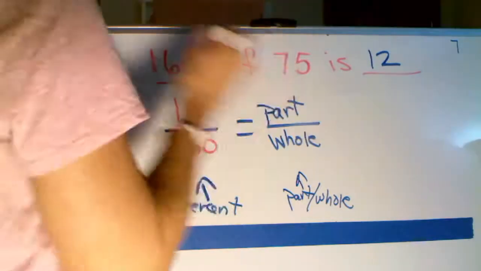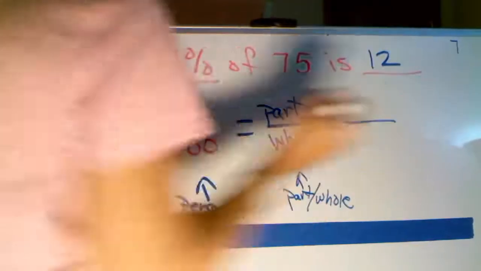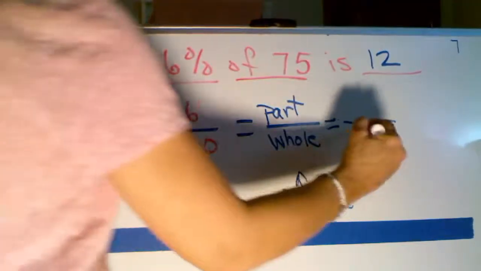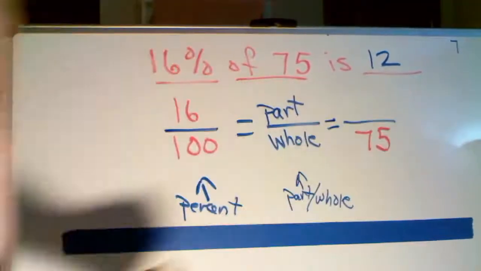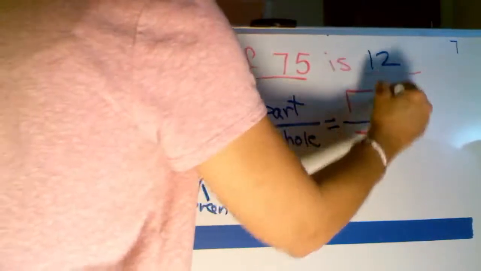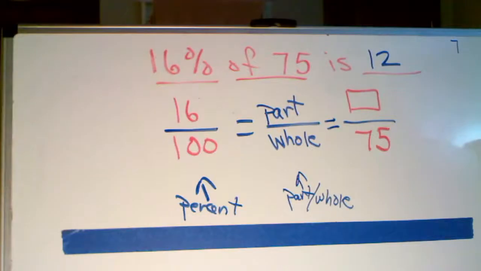So in this problem here, I know that I have my whole because of the word of, so that's going to go on the bottom. I don't know what my part is because I have to find it. So I always like to put a big box there. If you are comfortable with using a variable, then you may, but we are not there yet.